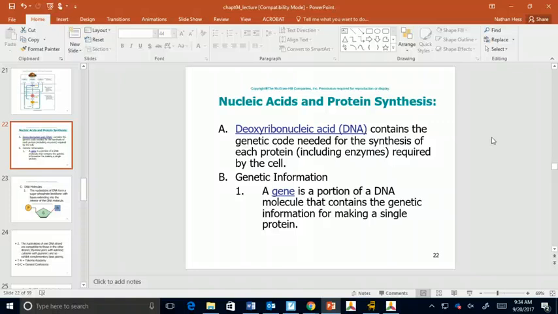I would love for you to join in with me as we dive into some DNA and some protein synthesis, which begins there on page 94 in your textbook.